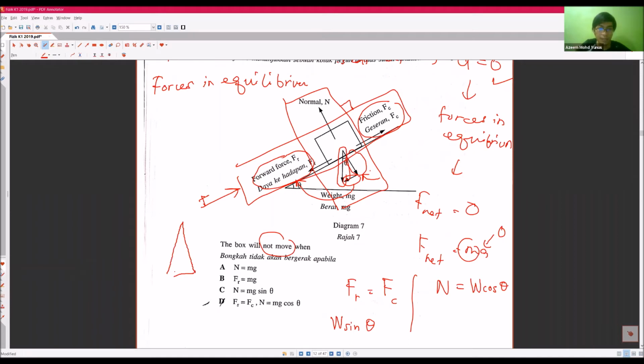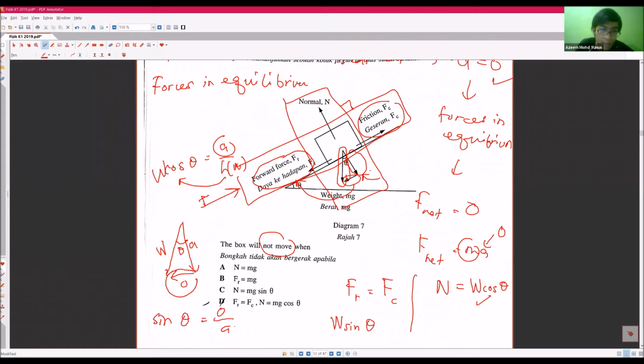So theta here with this line over here is adjacent to each other. So cos theta is adjacent over hypotenuse. Hypotenuse is the weight, so we need the adjacent. This is opposite, right? So adjacent here, W times cos theta. So this is correct. And then this over here is opposite, so sine theta, opposite over hypotenuse.